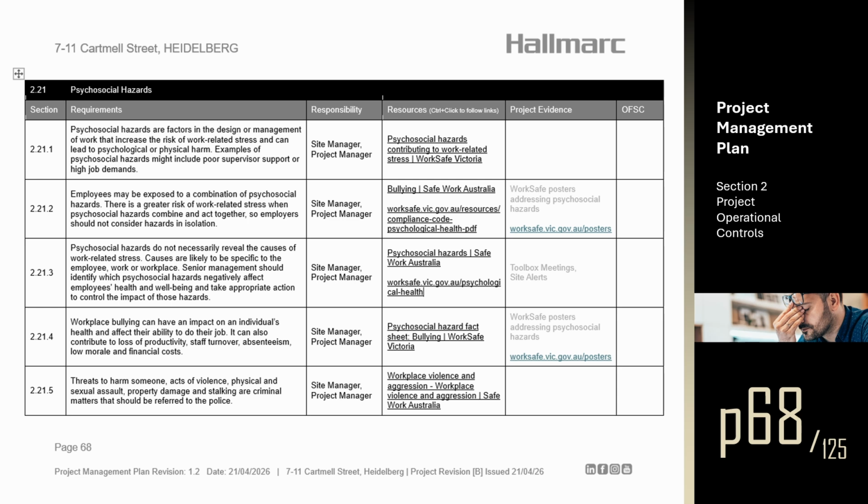Section 2.21.4. Workplace bullying can have an impact on an individual's health and affect their ability to do their job. It can also contribute to loss of productivity, staff turnover, absenteeism, low morale, and financial costs. Section 2.21.5. Threats to harm someone, acts of violence, physical and sexual assault, property damage, and stalking are criminal matters that should be referred to the police.